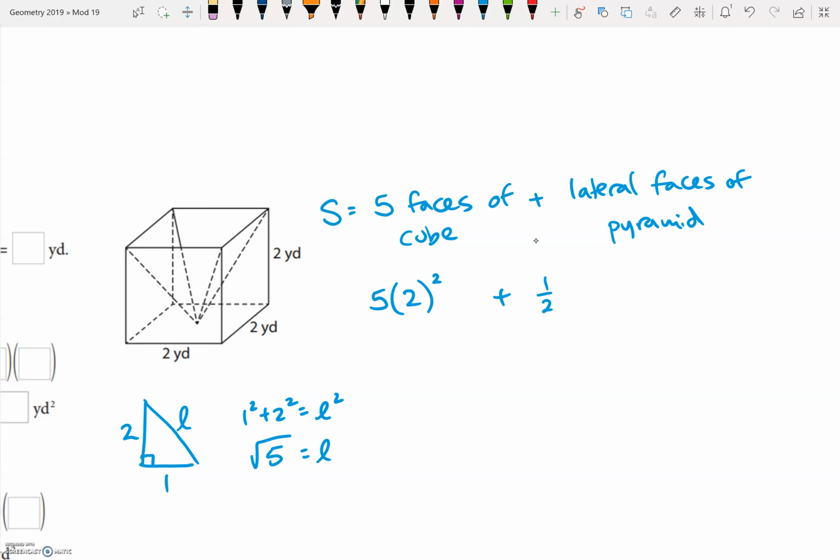So the perimeter is 2 times 4, and times the square root of 5. So we have a total of 20 plus 4 root 5. We'll say that's yards squared.